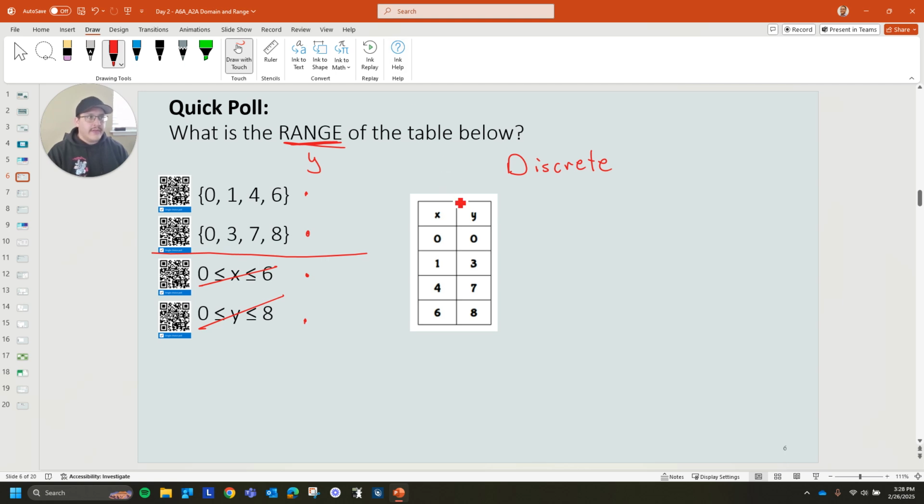So now, next thing I need to know is range deals with y values. So which side of the table am I going to focus on to describe range? All the y values. So that means 0, 3, 7, and 8 are all the numbers for the range. Therefore, the first one doesn't make sense. The second answer choice is my answer for this.